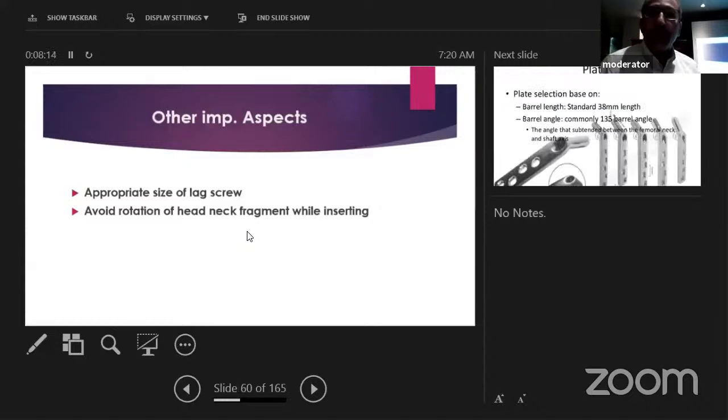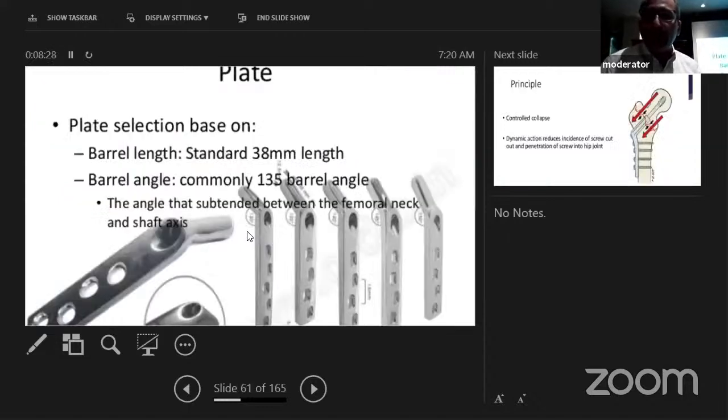Other important aspect is, of course, the appropriate size of the lag screw. It should not be too long, it should not be too short, it should be just in the subchondral region. Avoid rotation of the head neck fragment while inserting. That's very important as well. You need to be aware of the barrel length.